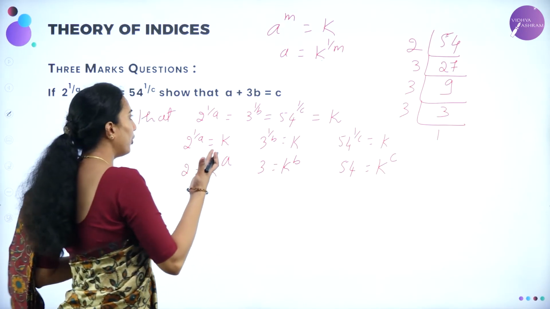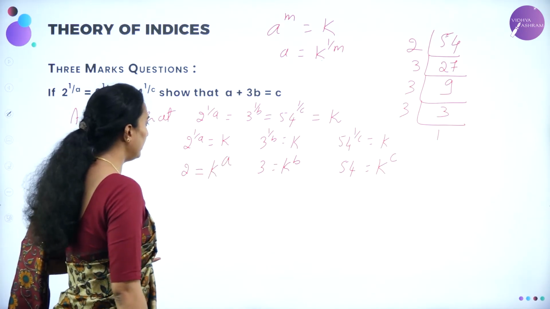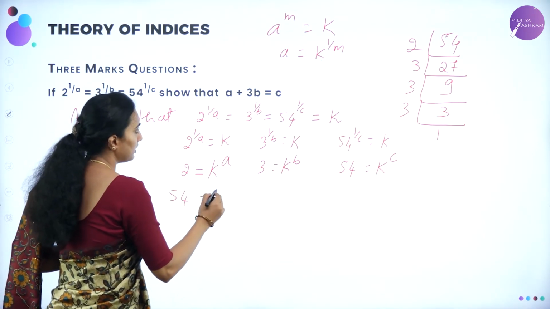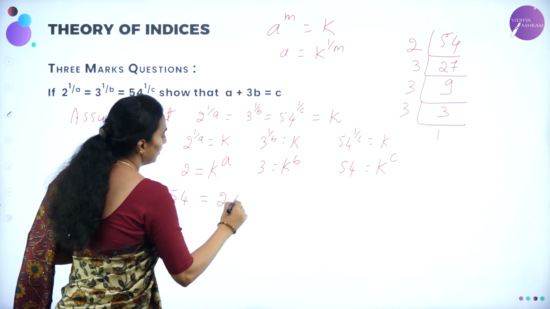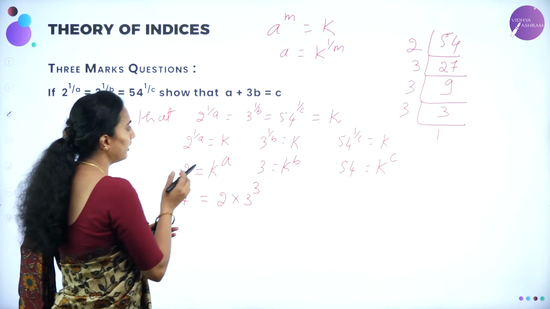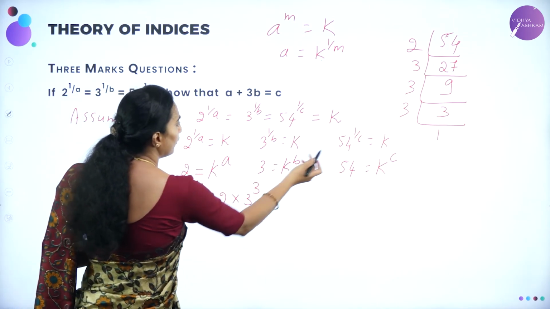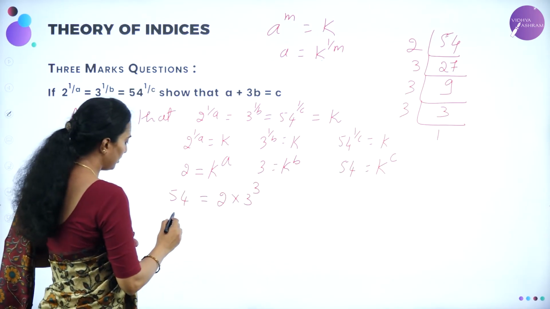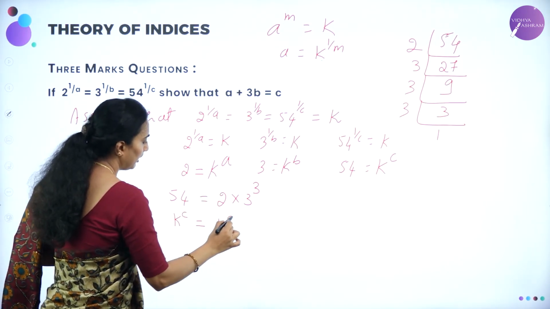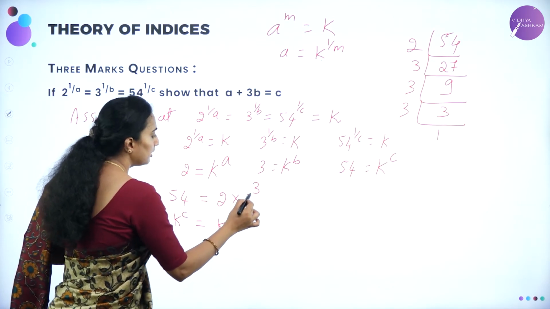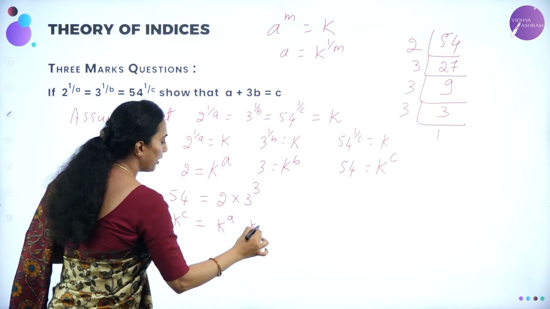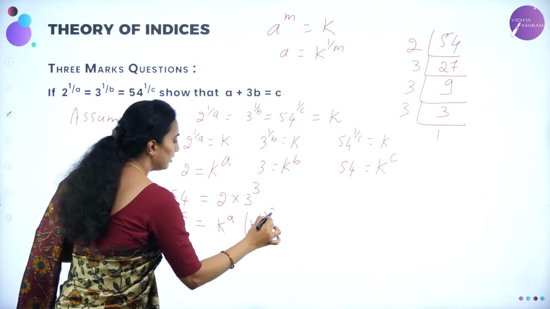So 3 cube, if I write that accordingly, 54 will be equal to 2 into 3 cube. Right? So therefore, you already know 54 is k power c. 2 is k power a into 3 power 3, and 3 can be written as k power b, so k power b whole power 3.